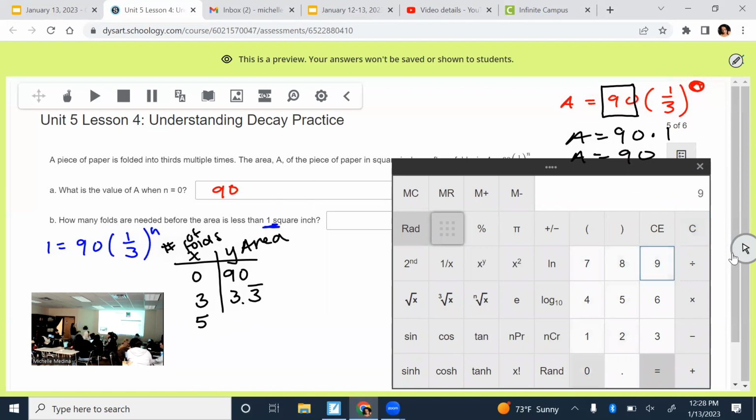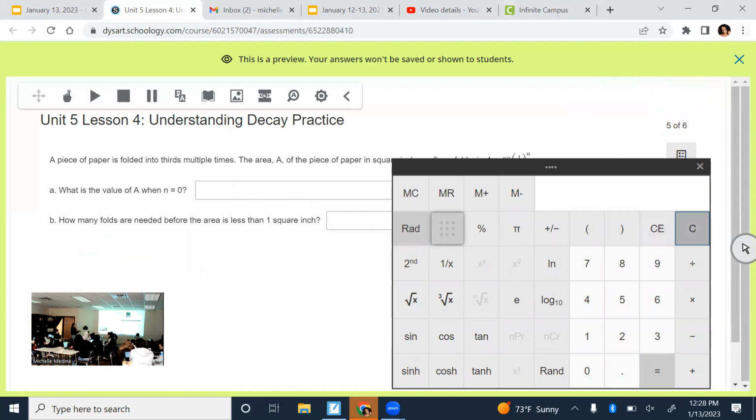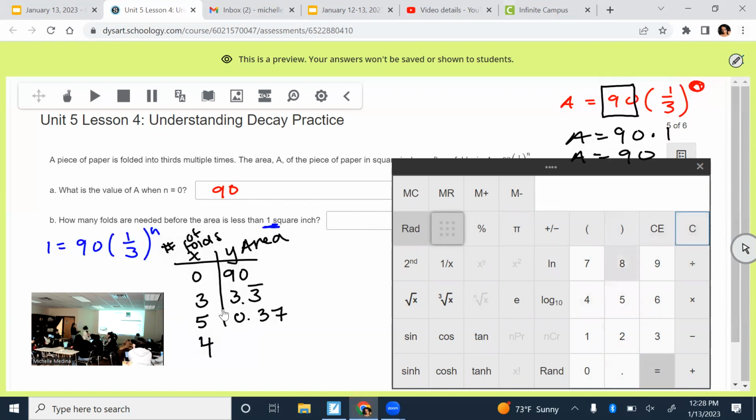So 90 times 1/3 to the 5th power is what we're trying. And we get 0.37. Is that less than 1 square inch? So that's probably my answer. I'm still gonna test 4 because we want to see when it becomes less than 1 square inch. So I'm just gonna see if that one works.